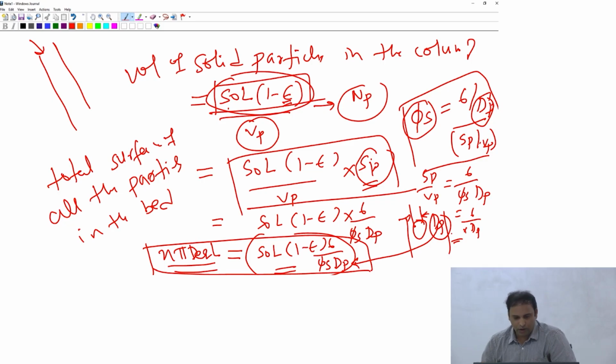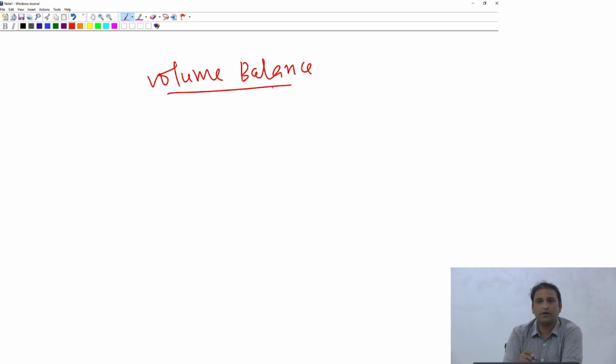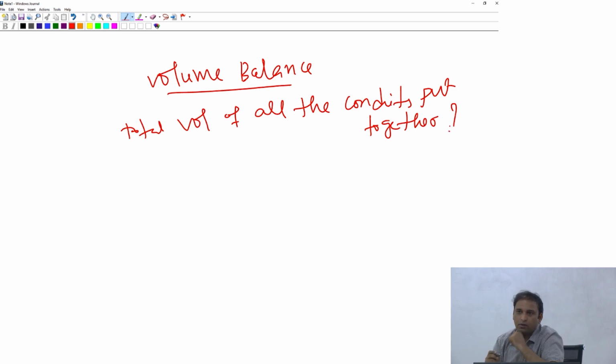Now we will look at the volume balance. We talked about the total surface area that is available for the liquid to flow. What about the total volume of all the conduits put together? What is the volume of all the conduits put together?